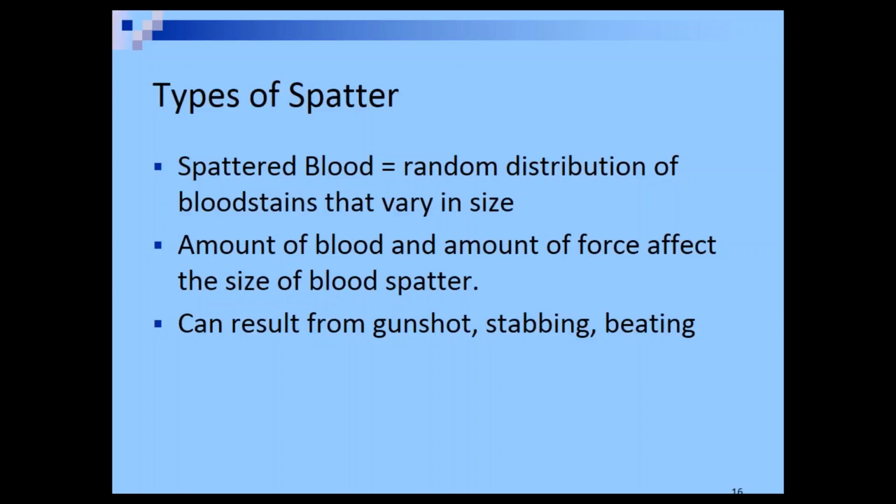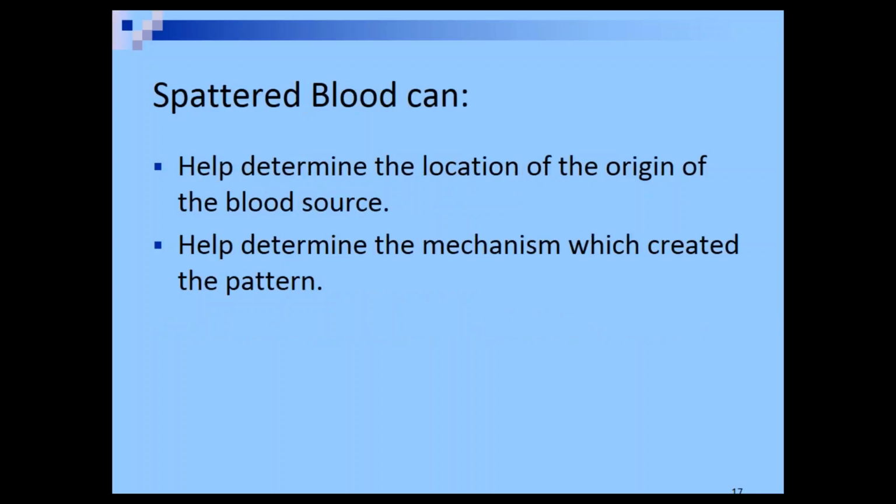Okay. So spattered blood is the type of blood that we're talking about where you have an impact and a bunch of blood circles go flying until they hit a surface, and then they form specific shapes and sizes on that surface. The amount of blood and the amount of force affect the size of blood spatter. So in other words, how big are those little blood circles going to be, and how wide of an area are they going to be spread out? We're going to go through a couple examples here, gunshot, stabbing, and beating, and we're going to look at the resulting spatter pattern from each.